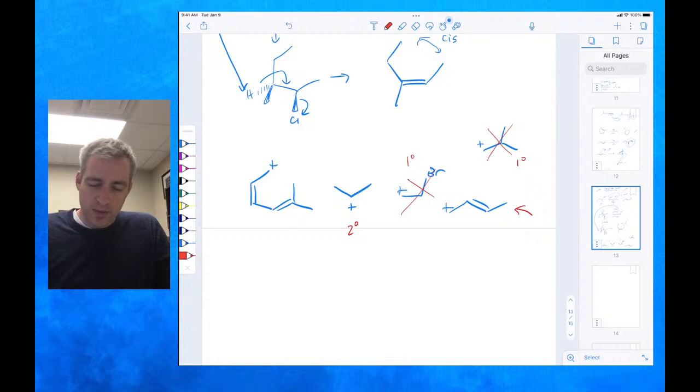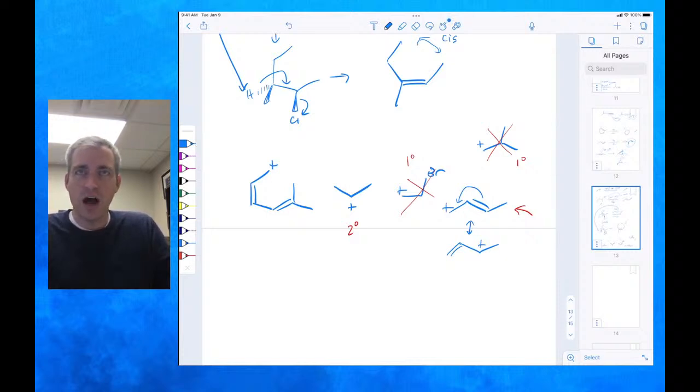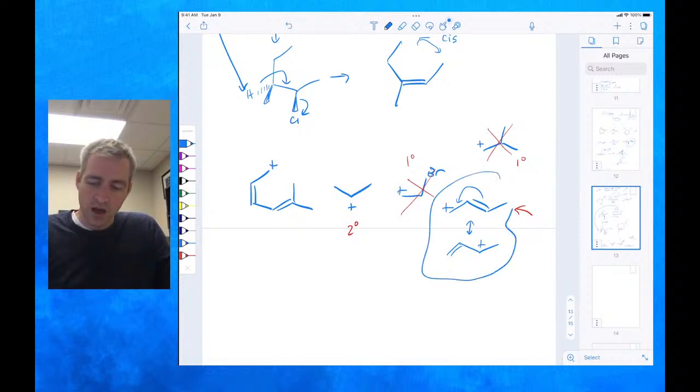This one looks primary, but it's actually not that bad because this one has resonance structures. So this one has a resonance structure that looks like this. And so what that does is it spreads that charge out over two atoms. Whenever you have resonance structures, it stabilizes the structure, especially when you have ions. Stabilizes the ions by having those resonance structures. This is called the allylic cation.